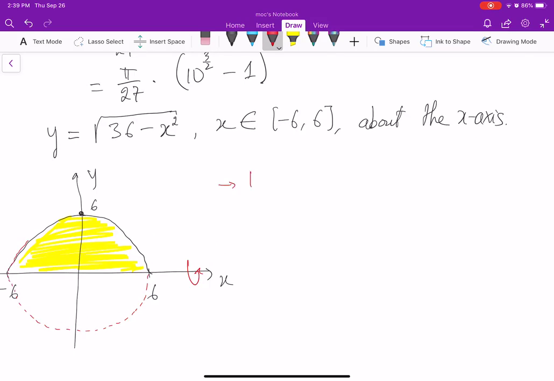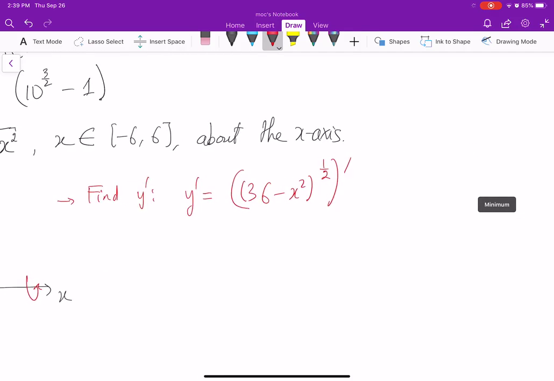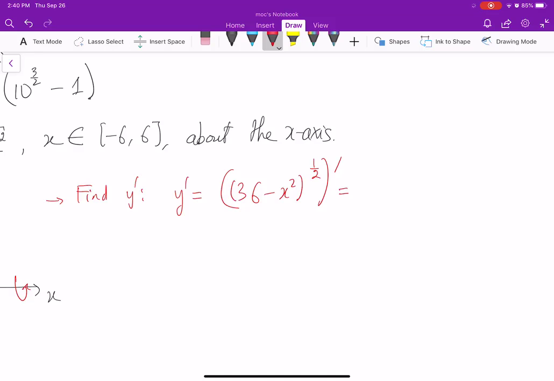Let's find the derivative. So y prime is equal to, I write this function as 36 minus x squared to the 1/2, right? And then I use the chain rule to differentiate this function. The outside function is the power. I bring the power down and have 36 minus x squared to the 1/2 minus 1, and multiply by the derivative of the inside. The inside is 36 minus x squared. The derivative of the inside is just -2x.